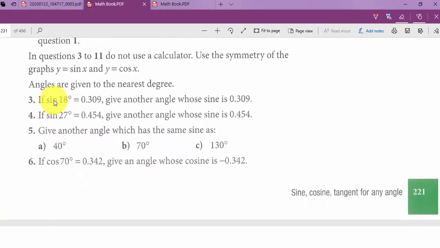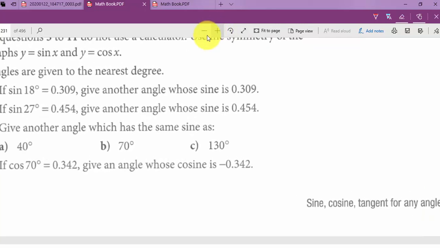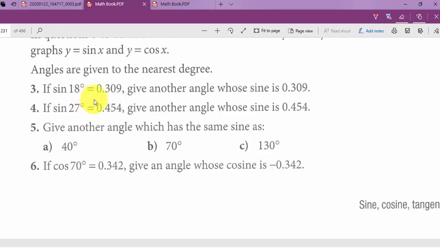Question 3. Sine of 18 is equal to 0.309. Give another angle whose sine is the same, 0.309. Now think, 18 plus which number will be 180? 18 plus 162 will be equal to 180. So the sine of 18 is exactly the same as the sine of 162. This is the angle 162 degrees. Why? Because 18 plus 162 is equal to 180, and for sine, the angles that add up to 180, their sines are equal. For cosine, the angles that add up to 180, their cosines are equal, but one of them is negative, one of them is positive.